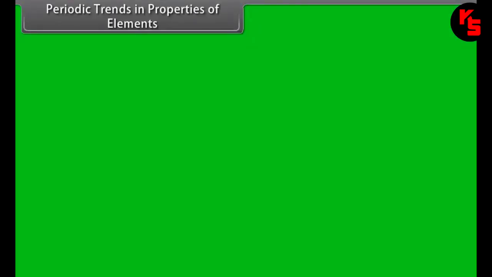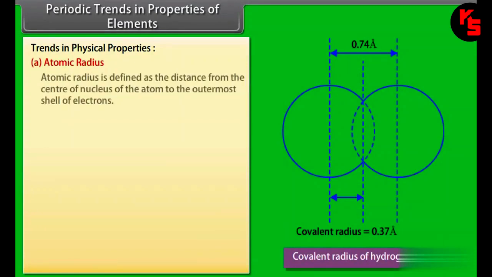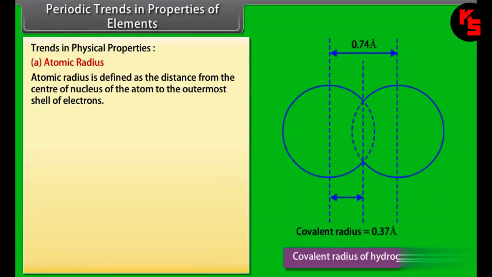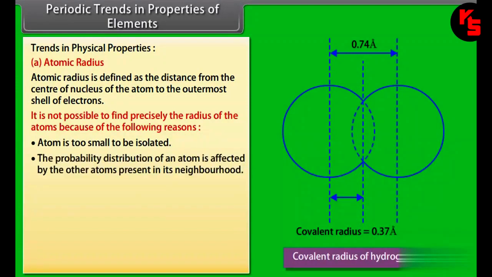Periodic trends in properties of elements. Trends in physical properties. A. Atomic radius. Atomic radius is defined as the distance from the center of the nucleus of the atom to the outermost shell of electrons. It is not possible to find precisely the radius of the atoms because of the following reasons. Atom is too small to be isolated. The probability distribution of an atom is affected by the other atoms present in its neighborhood. Size of an atom also changes from one bonding state to another.